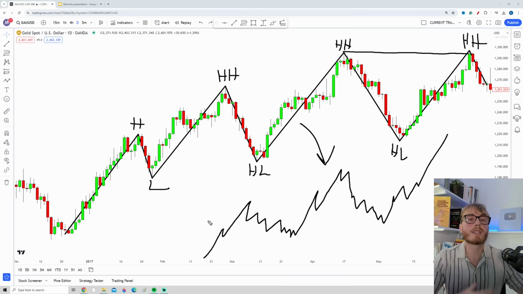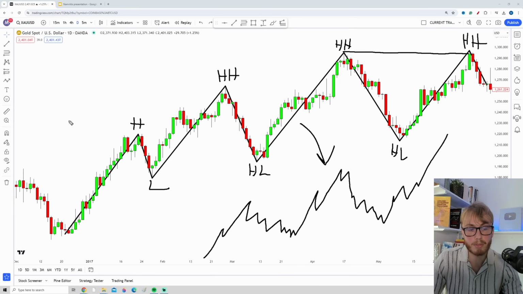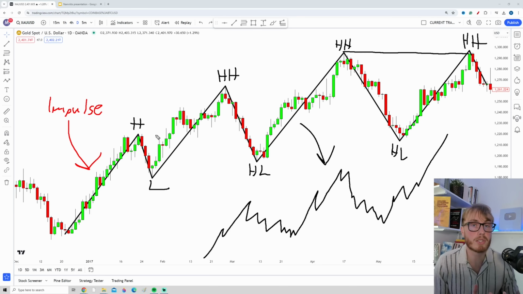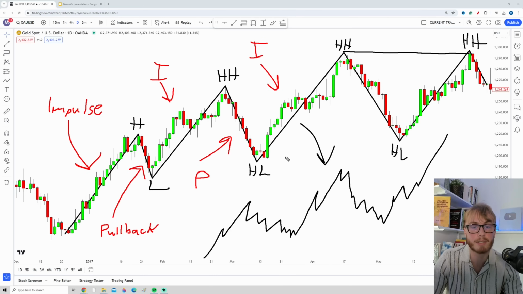And to do this, we need to learn about something called impulsive moves and pullbacks. An impulsive move is a move like right here. It's basically a move that goes in the same direction as the trend, while a move that goes in the opposite direction is called a pullback. So this right here is yet another impulsive move. This right here is a pullback. This right here is an impulsive move, and so on and so on.